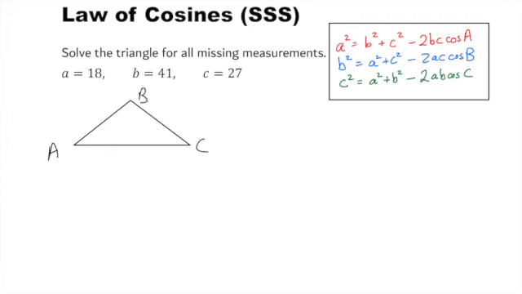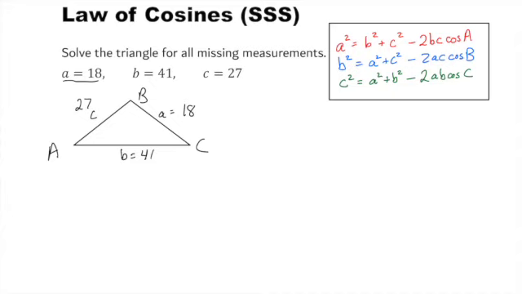We are given three sides. Side a, which would be across from angle A, right here, is 18. Side b, which is across from angle B, wherever you put it, I just drew a generic triangle here, is 41. And side c, which would be across from angle C, is 27.